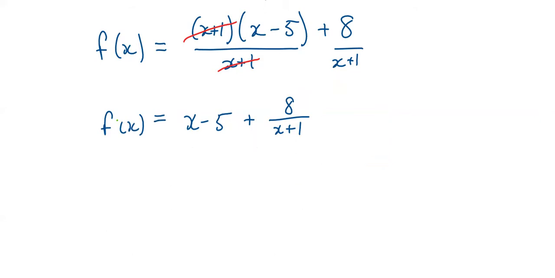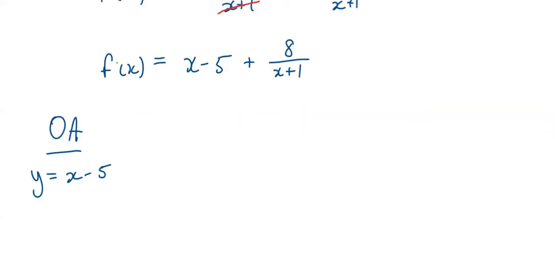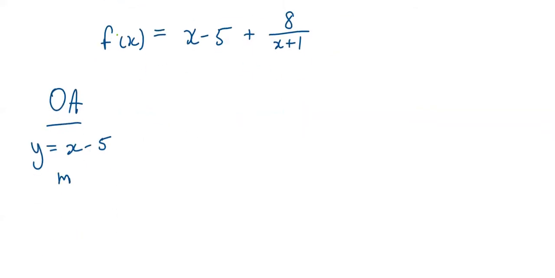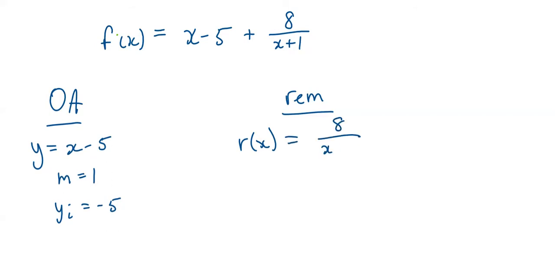Okay, so then we're going to write this out. The oblique asymptote is y equals x minus 5. And I'm going to think about the slope and the y-intercept as well, because that's how we're going to graph that. And then the remainder part is r of x equals 8 over x plus 1. And how do I do the testing for this?